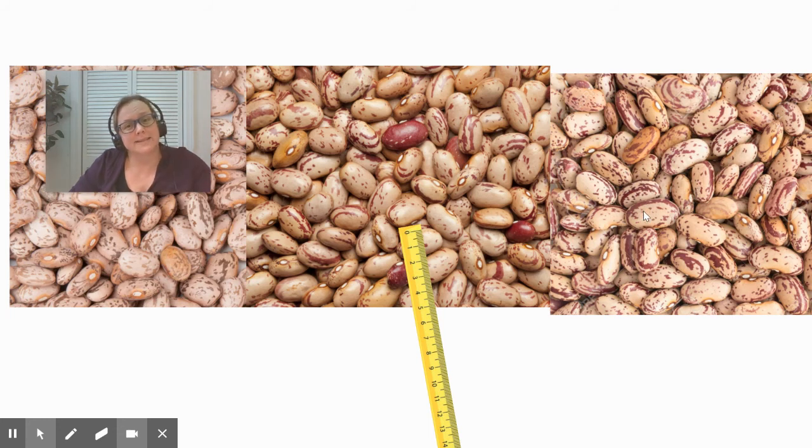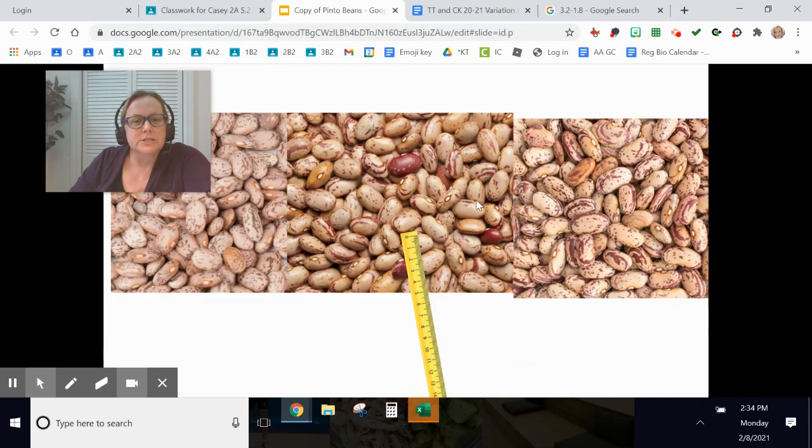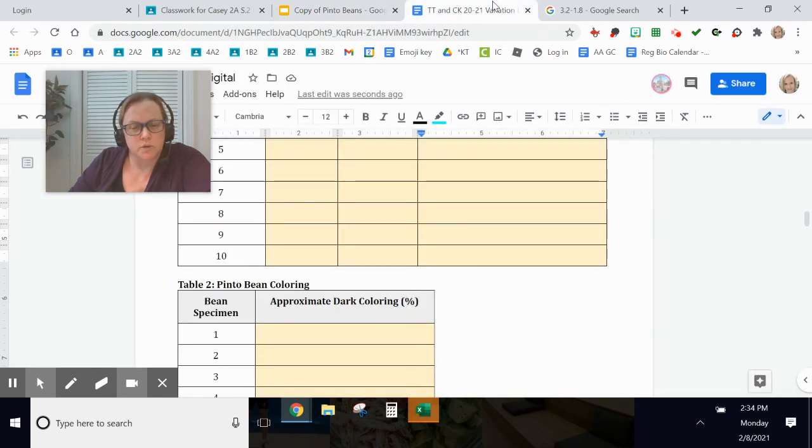Again, I'm just making an estimate using my eyeballs. I'm eyeballing it, which is not the most scientific thing, but for the purposes of what we're doing here, it's fine. So I would go back to my bean specimen, and down here I would just write 20 because I said it was about 20% dark coloring. You don't need to put the percent sign there because you need just the numbers in the data table in order to make your histograms properly.